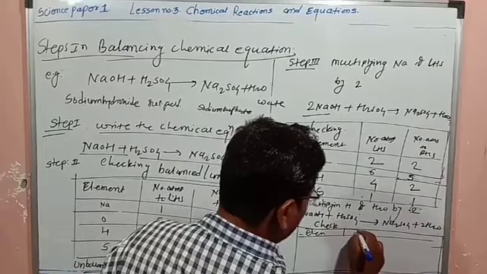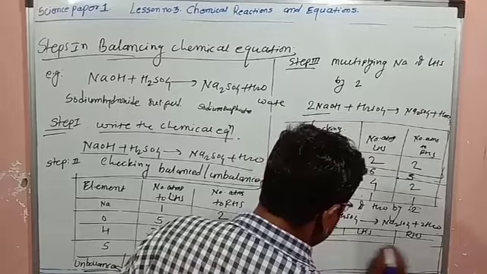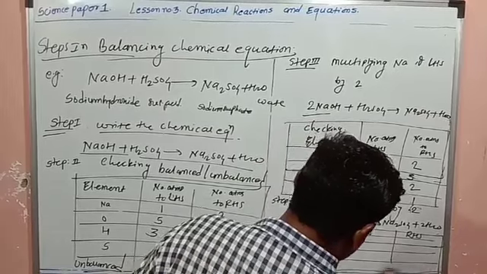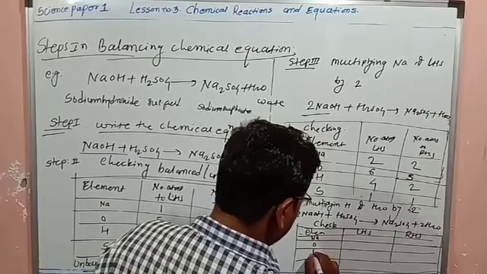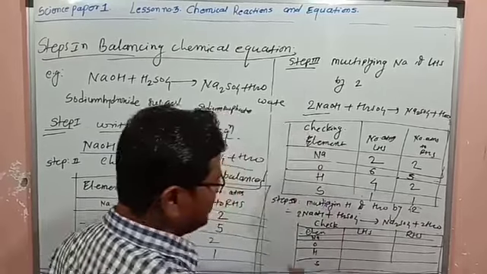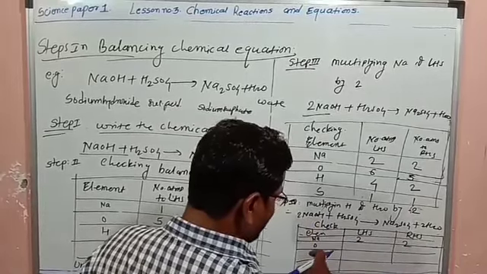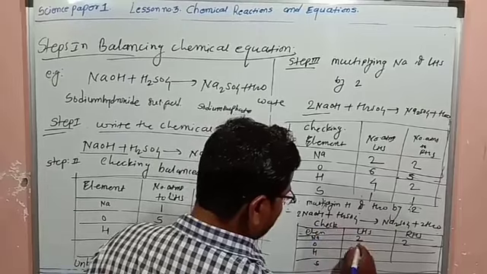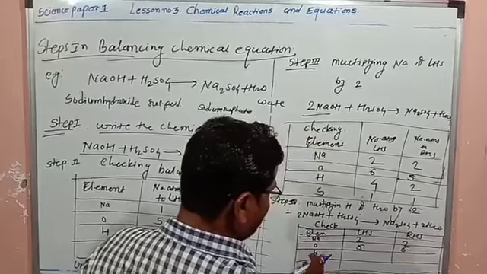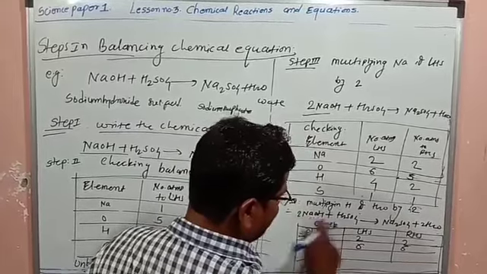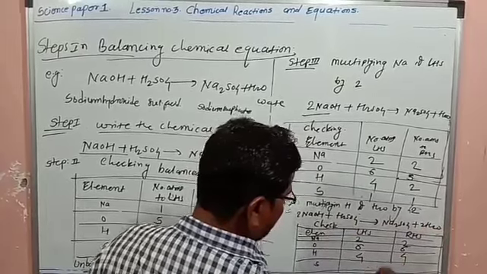Element, number of atoms to the LHS, number of atoms to the RHS. Suppose here sodium is there, oxygen is there, hydrogen, sulfur. How many sodium are there? Here 2, here 2. After that, oxygen how many? 2 plus 2, 2 plus 4, 6. 4 plus 2, 6. Then hydrogen, here 2, here 2, 4. And sulfur, here 1, there 1.